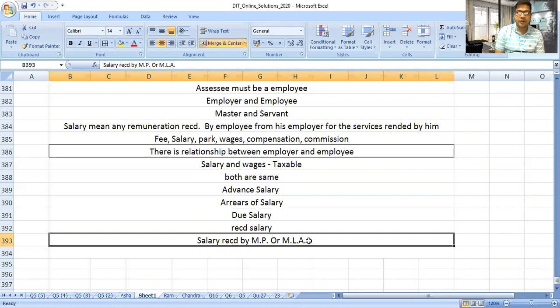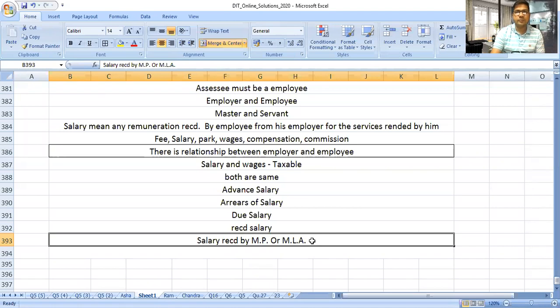Whether MP or MLA are government employees? खासदार आमदार गव्हर्नमेंट एम्प्लॉय असतात का? No, no. They are elected members. तुम्ही वोट देता आणि तुम्ही त्यांना इलेक्ट करता. Yes, they are not an employee, and they don't have any kind of employer. त्यांना employer नसतो, त्यांना boss नसतो, and they are not an employee also. Therefore, such salary will not be taxable under the head income from salary.